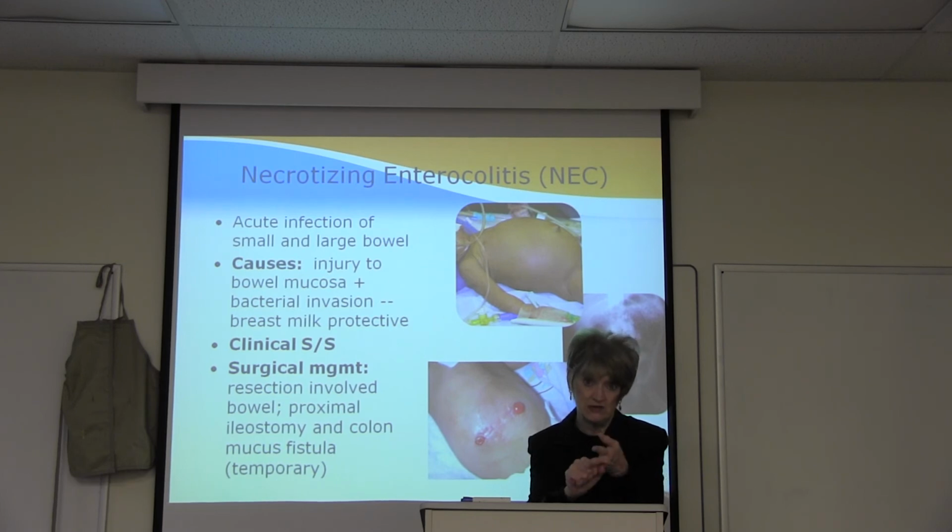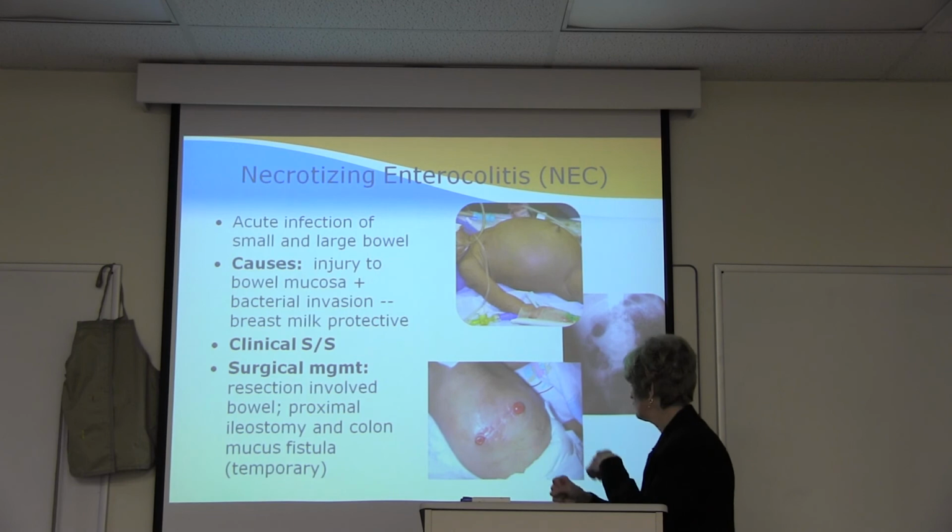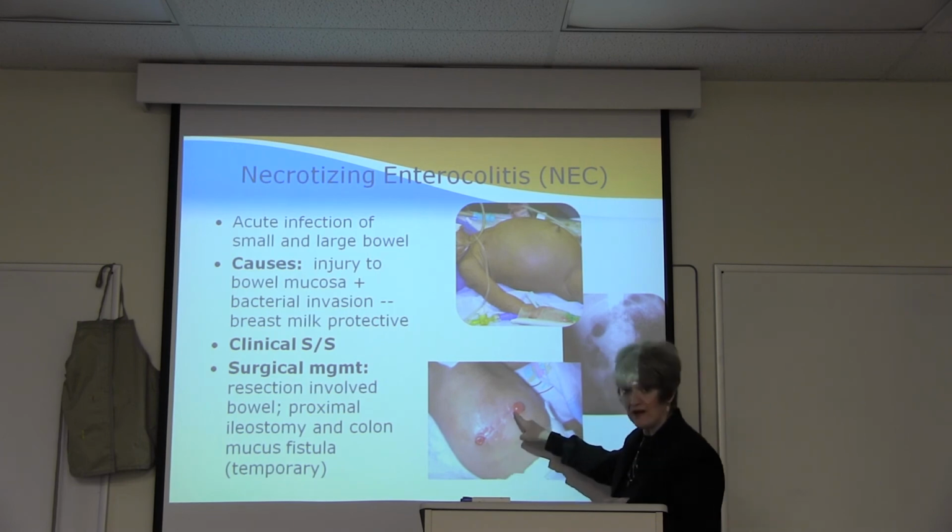So what did we say? We said the terminal ileum was always involved. So you've always taken out part of the ileum, part of the colon. That means you're going to have a functional ileostomy. That will be your proximal stoma, your functional ileostomy. And you'll have a colon mucus fistula.